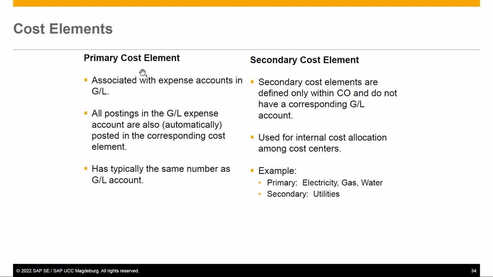In GL, we have the same number in our cost accounting. So every primary cost element in this internal accounting, in the cost accounting, has a link with the financial accounting. We did some expense, we record all the expense in financial accounting. All the expense automatically comes to the cost accounting through the primary cost element.